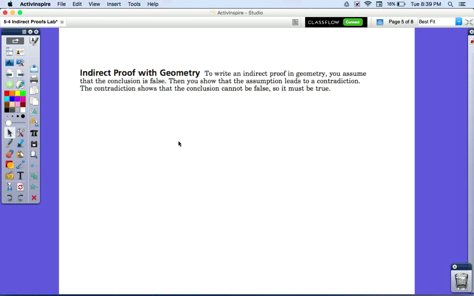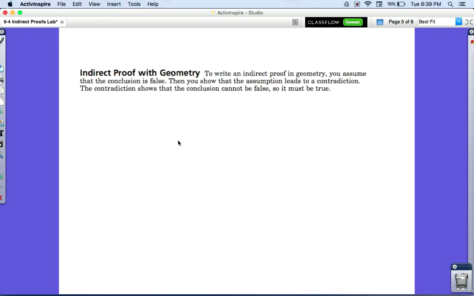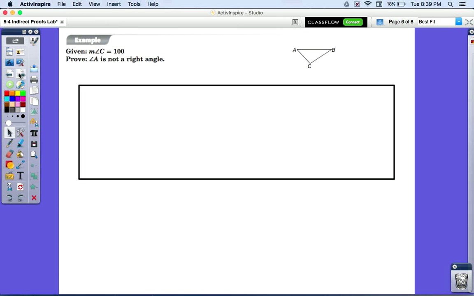So indirect proofs with geometry. Write an indirect proof in geometry. You assume that the conclusion is false, then you show that the assumption leads to a contradiction. The contradiction shows that the conclusion cannot be false. So we're pretty much going to use the exact same steps for these. They're just going to be geometry problems.